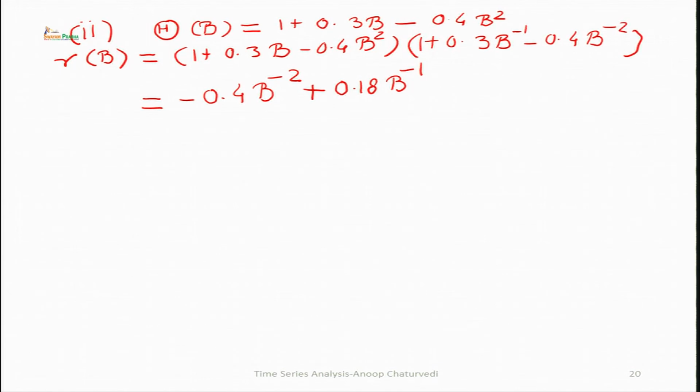Then to obtain the terms having b to the power 0, you multiply this 1 by 1. So, 1 plus this term by this term means 0.3 b by 0.3 b inverse. So, you get 0.09 plus the third term, minus 0.4 b square by minus 0.4 b minus 2. So, finally, you obtain, and then you have, or better if we write this term here.